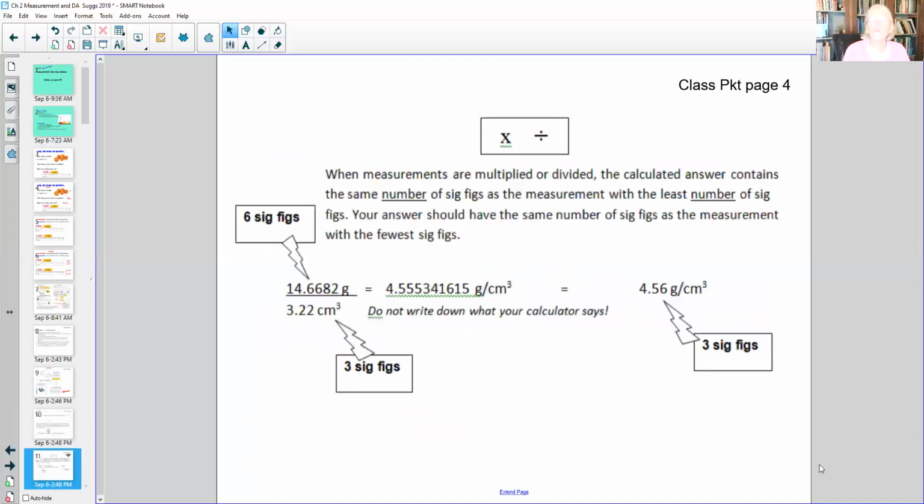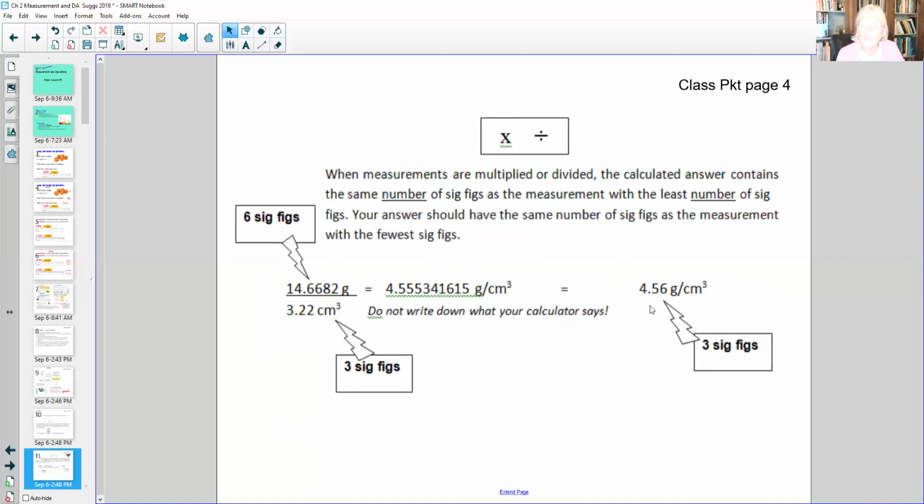There's a different rule for when you multiply and divide. My trick to remembering this is that I count the number of sig figs in each measurement. Here, I'm dividing a number with sig figs by a number with 3 sig figs. Do not write down this large number as portrayed on your calculator. Since 3 sig figs is the measurement with the least number of sig figs, only 3, you write your answer down to 3 sig figs.